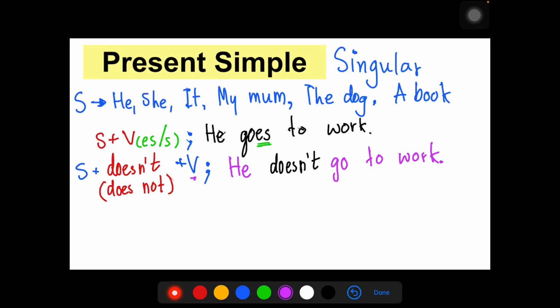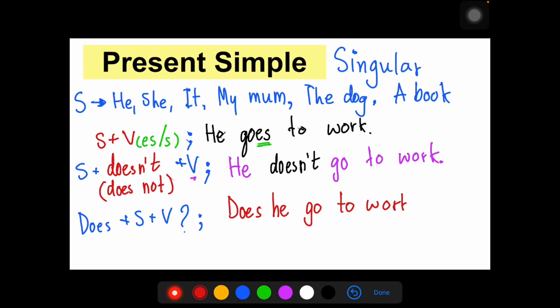And the interrogative form is similar to the plural subject. You just change do to does. Begin with does, followed by the subject and the verb without adding anything. Does he go to work? Easy, right? And also with the WH question, just add it in the front. Where does he go to work?